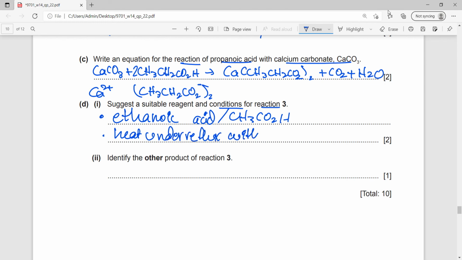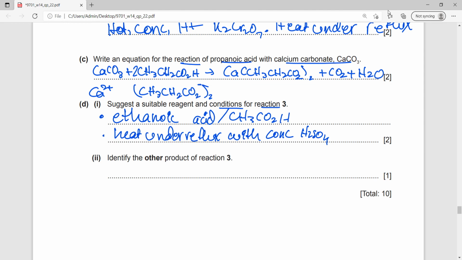The conditions for the reaction would be heat under reflux with concentrated sulfuric acid. The conditions and reagents are things that you just must have by heart. There's no other way around it. Identify the other product of reaction 3. It's an esterification reaction, which is also a condensation reaction, so the other product formed would be water.